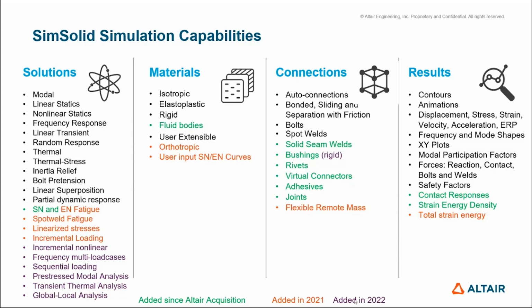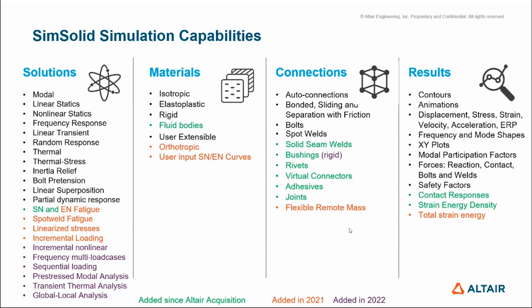Materials: isotropic, elastoplastic, rigid, fluid bodies, orthotropic, user input S-N and E-N curves in terms of your fatigue assessments, your stress life or strain life curves. Just a note, the software does not cater for a large deformation in terms of 400% plus in strain. So typically that would be high deformation of rubber or hyperelastic materials at this moment in time.